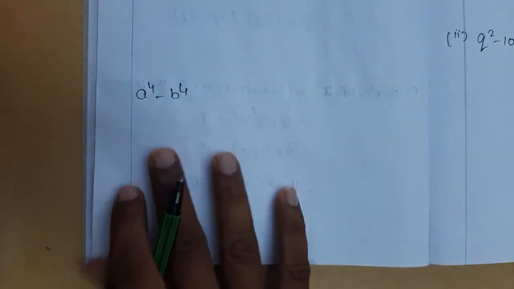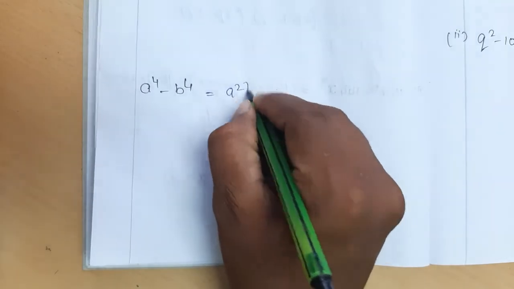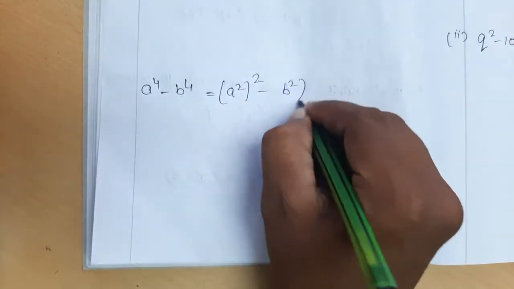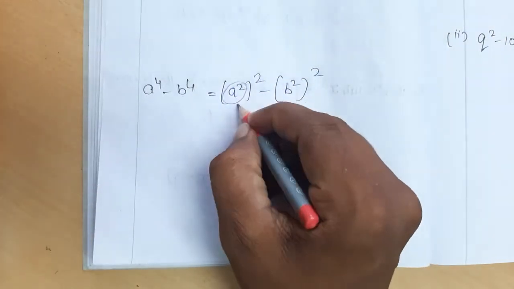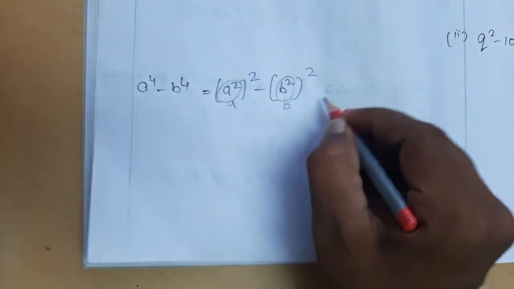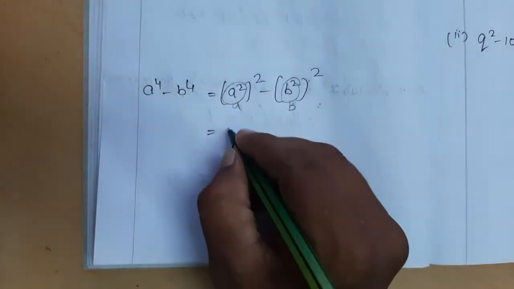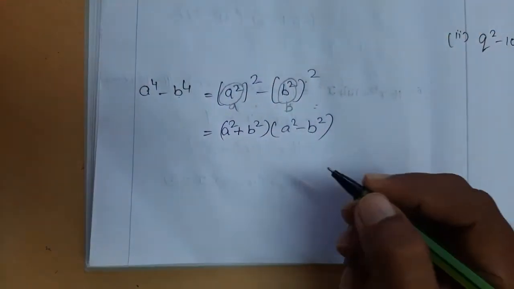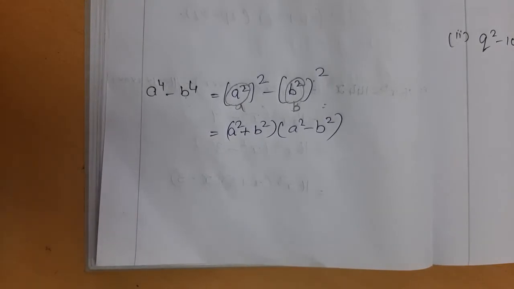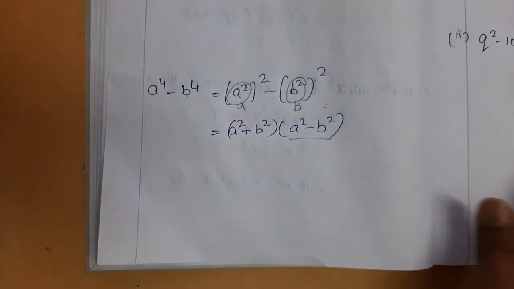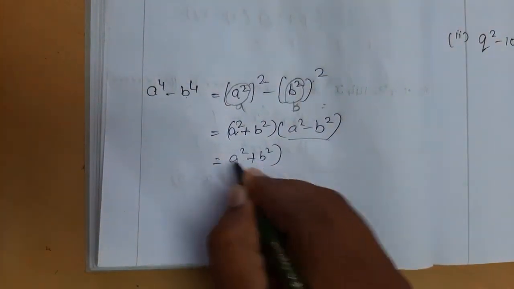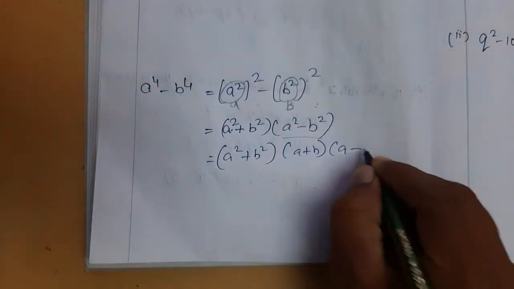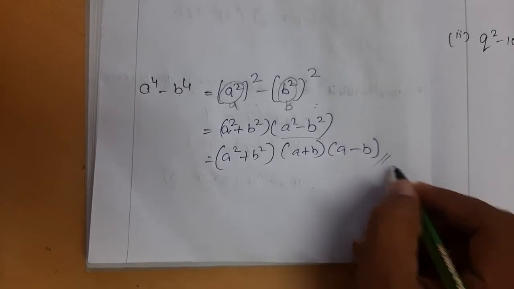Here we go for the next: a power 4 minus b power 4. It doesn't have a square, but we can make a square, because 4 we can write as 2 into 2. So a square the whole square minus b square the whole square. Now this entire a square we can choose as a and b square as b, where a square minus b square is equal to a plus b into a minus b. So we get a square plus b square into a square minus b square. Again this is in the form a square minus b square, so directly we can apply the formula: a square plus b square into a plus b into a minus b. This is the factorized form.